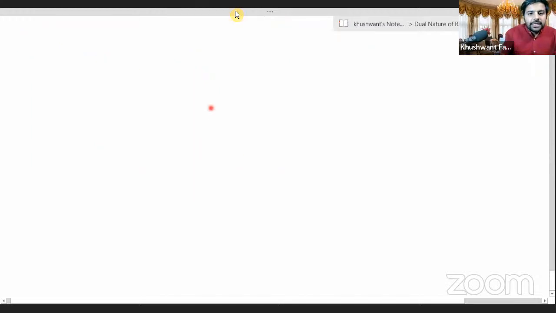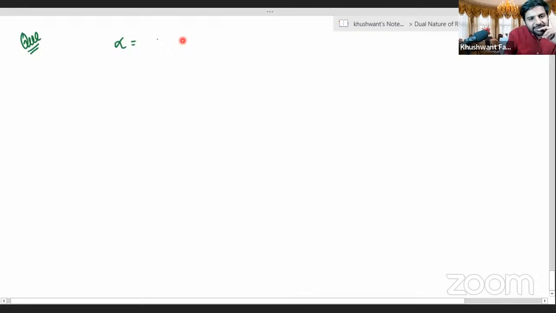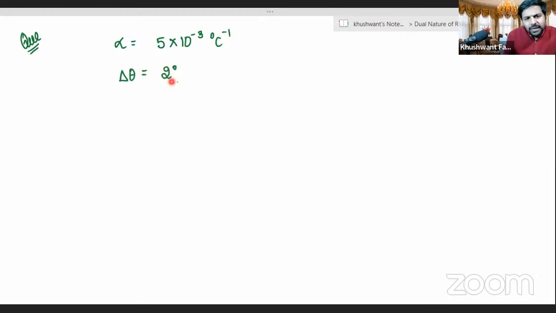Okay. Here is the question coming up. Suppose you have a pendulum for which the alpha value is given to you as 5 into 10 to the power of minus 3 per Kelvin or per degree Celsius. Then they are also giving you that you are heating the pendulum by 2 degrees Celsius. How much? Or let's take 20, 2 is very small. Let's take by 20 degrees Celsius. You have heated the pendulum.